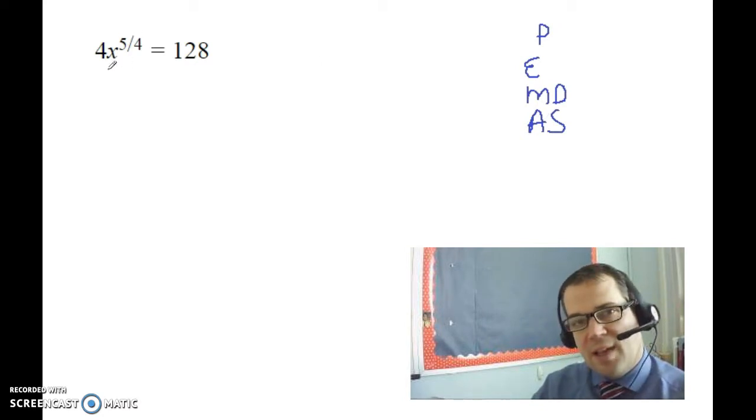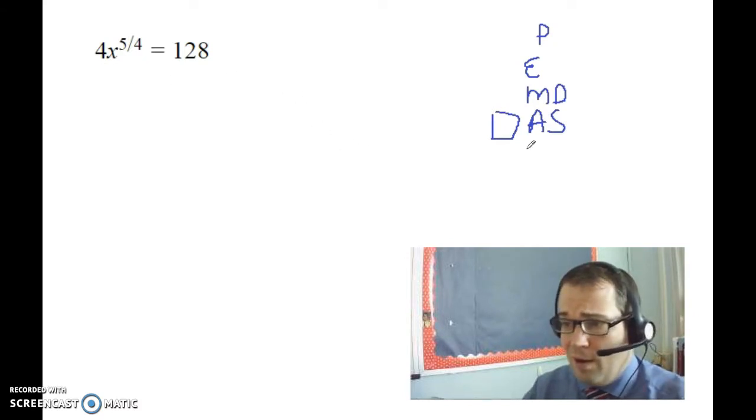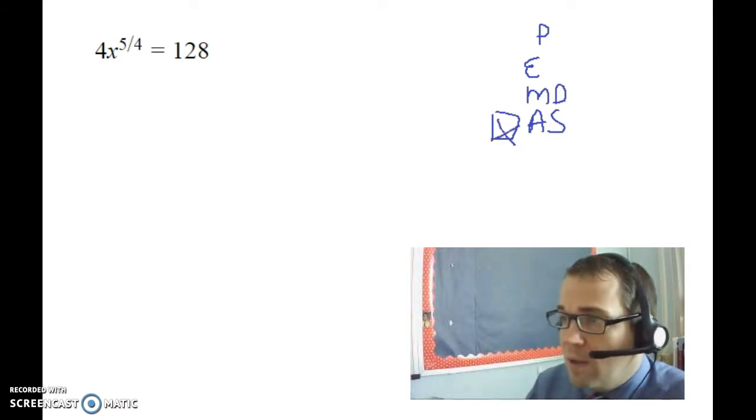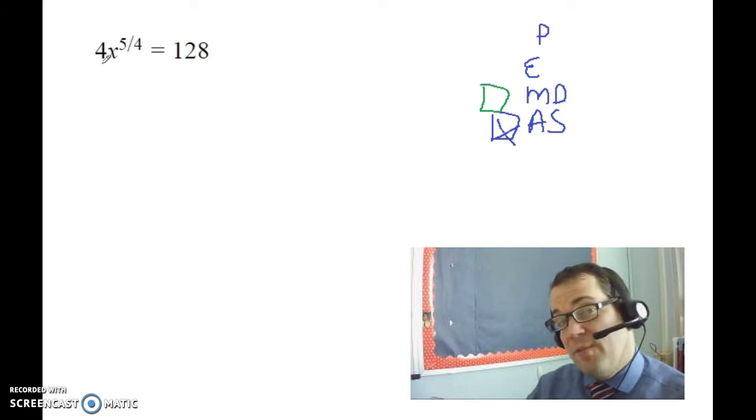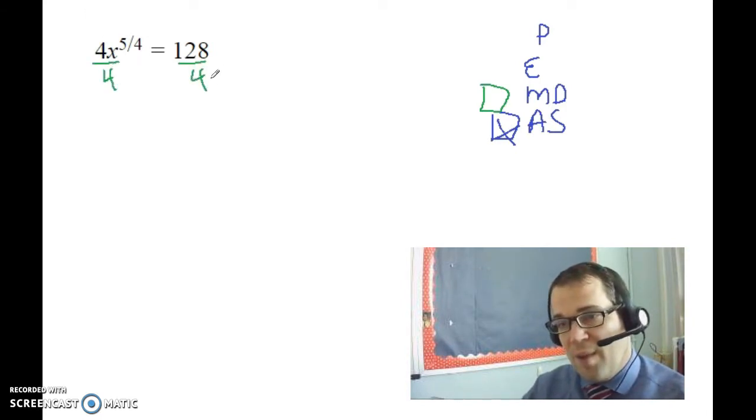So I'll look to the left side. I'll check to see if anything can be added or subtracted. Of course, we can see there's nothing there. No big whoop. Then we'll try to see if there's anything that can be multiplied or divided. This 4 here should be gotten rid of next. I will divide both sides by 4.